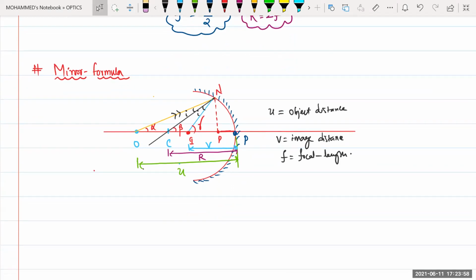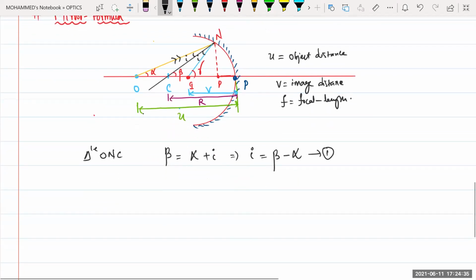Now consider the triangle. If I am considering the triangle ONC, this is O, this is N, and this is your C, I can write that exterior angle beta will be equal to alpha plus I, as angles are very small. So from this I can get the angle of incidence: I will be equal to beta minus alpha. This is my equation number 1. Is this equation clear? Yes, sir.